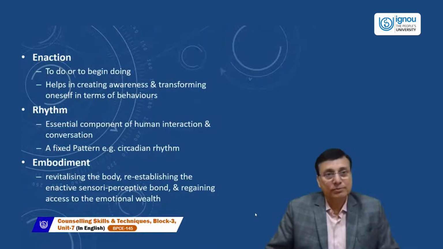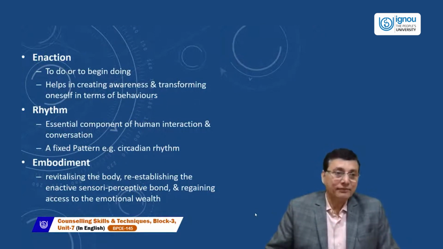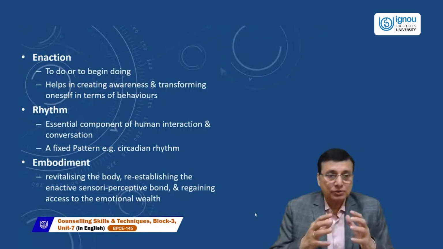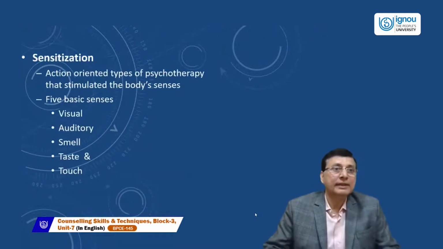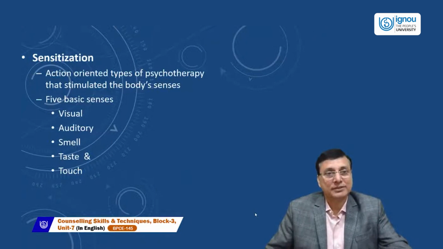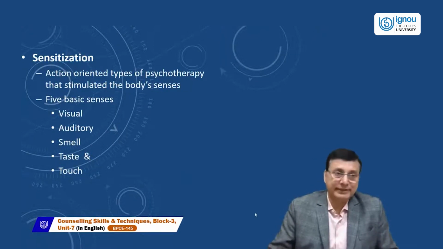Inaction to do or to begin doing helps in creating awareness and transforming oneself in terms of behaviors. Rhythm, an essential component of human interaction and conversation, is a fixed pattern, for example circadian rhythm. Embodiment: revitalizing the body, re-establishing the inactive sensory perceptive bond, and regaining access to the emotional wealth. Sensitization: action-oriented types of psychotherapy that stimulate the body senses, the five basic senses we know: visual, auditory, smell, taste, and touch.